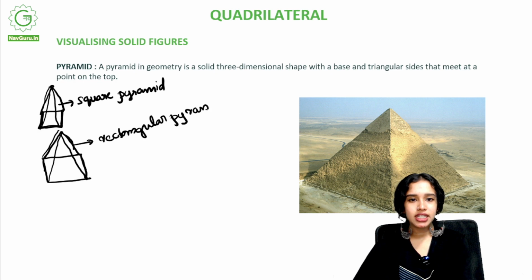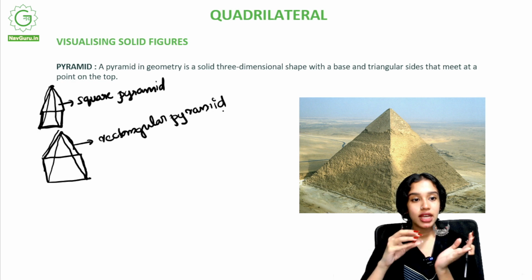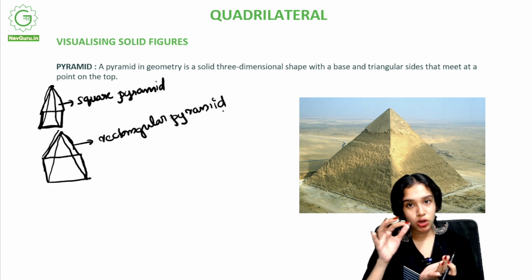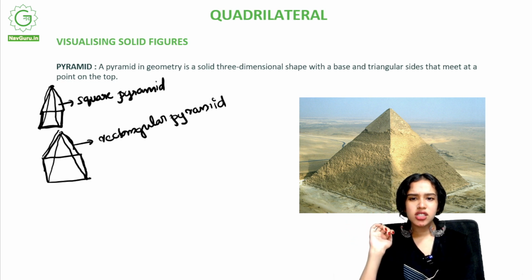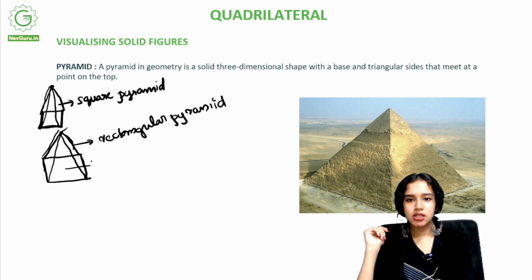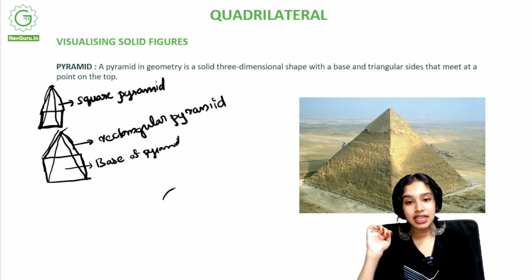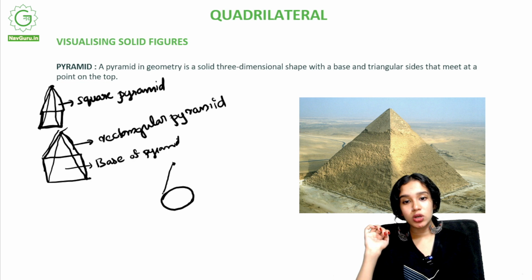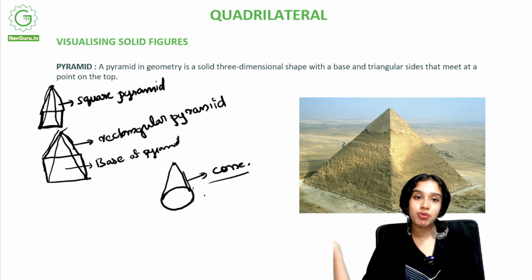We could make pyramids out of any shape as a base, that doesn't matter. So basically pyramids are three-dimensional objects where every side joins into a triangular shape and goes to a point. This point is called the apex of the pyramid, and this is the base of the pyramid. Now there is an interesting fact: if we take a circle as the base of the pyramid and there's a point here, what shape do we get? We get a cone. So a cone could be said to be a special type of pyramid, right?